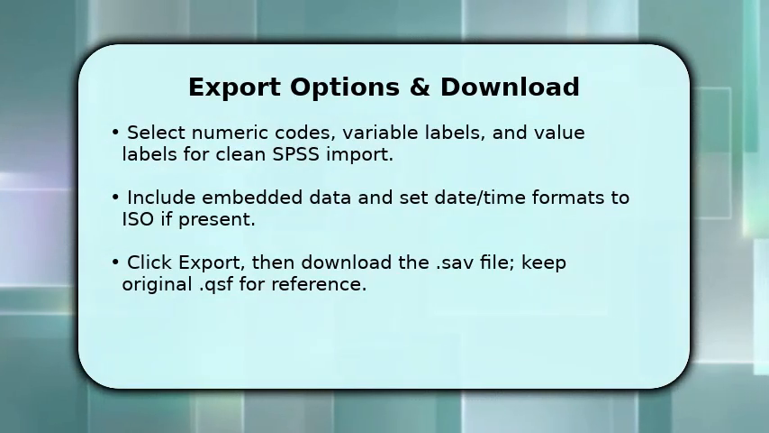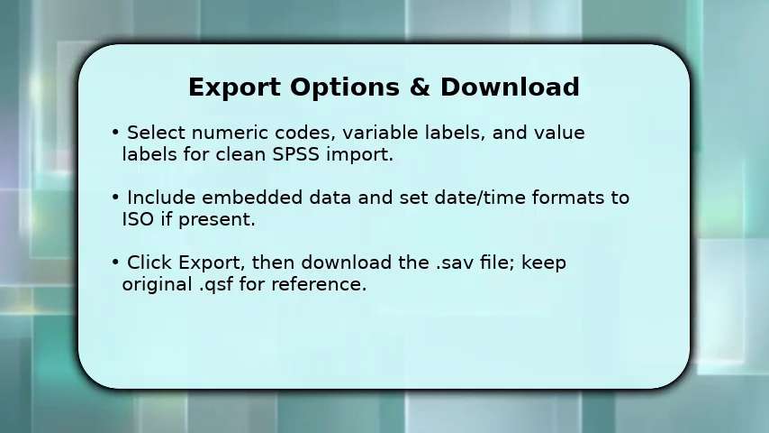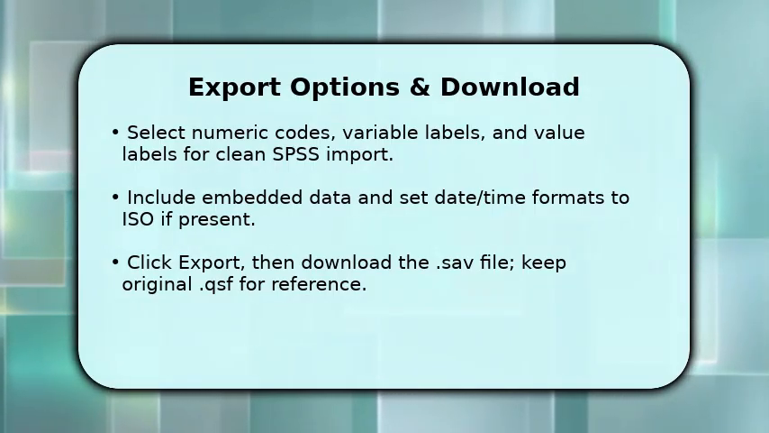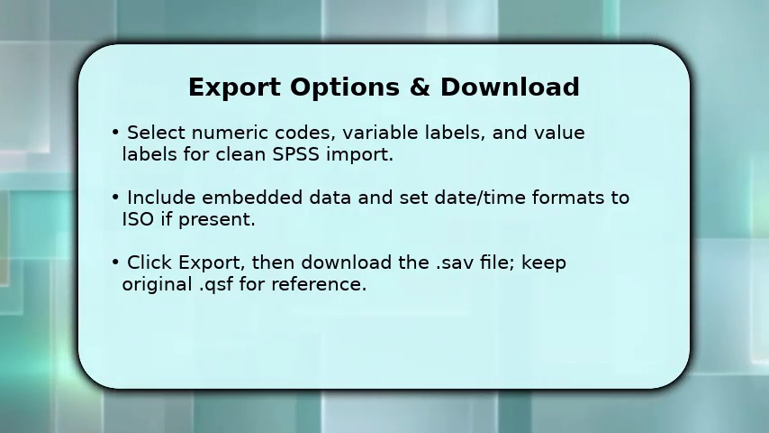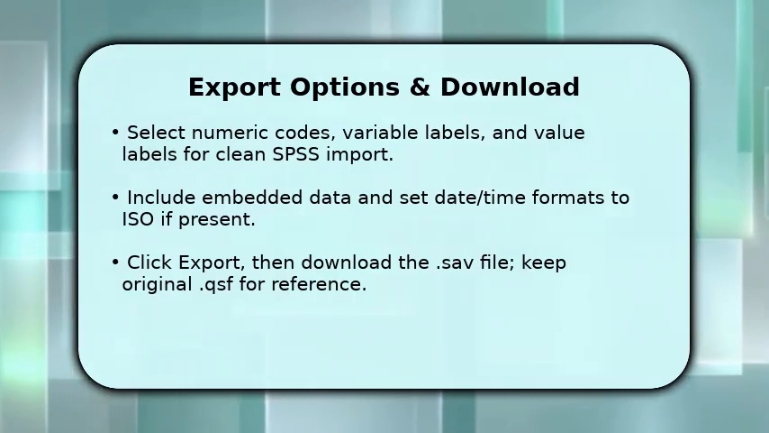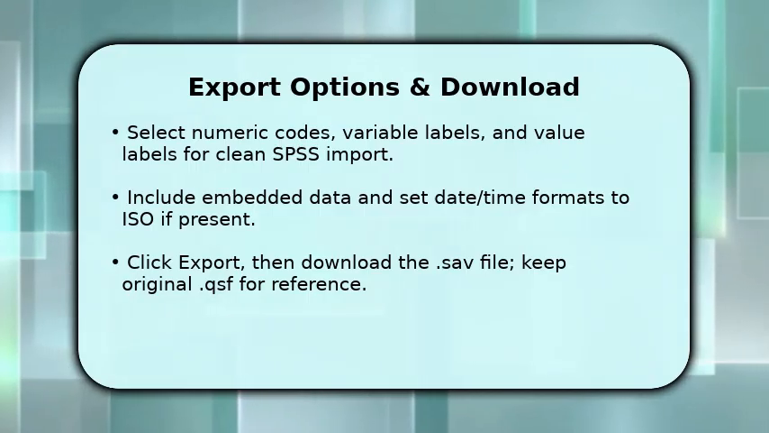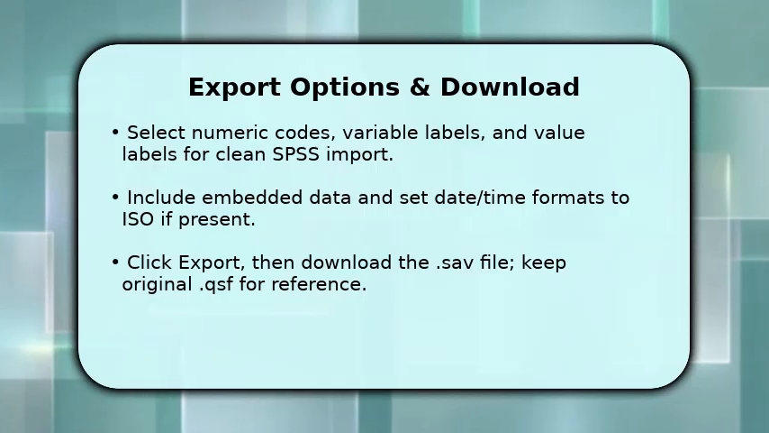Once you've initiated the SPSS export, check the advanced options, choose numeric codes, and enable variable and value labels so SPSS reads factors correctly. Include embedded data fields if you need respondent-level metadata, and set date/time to ISO to avoid localization problems. After confirming options, click Export and download the SAV.